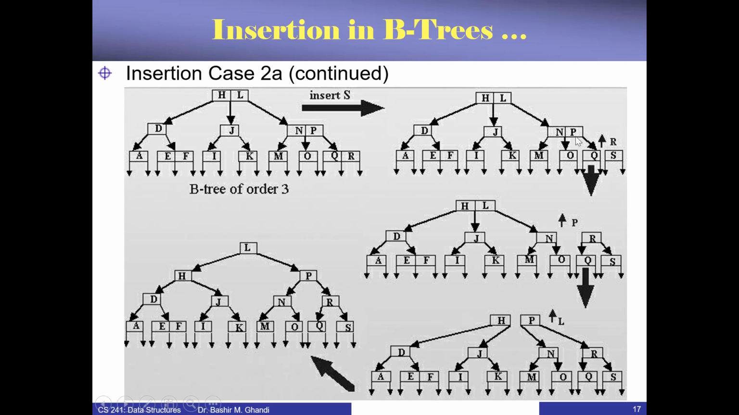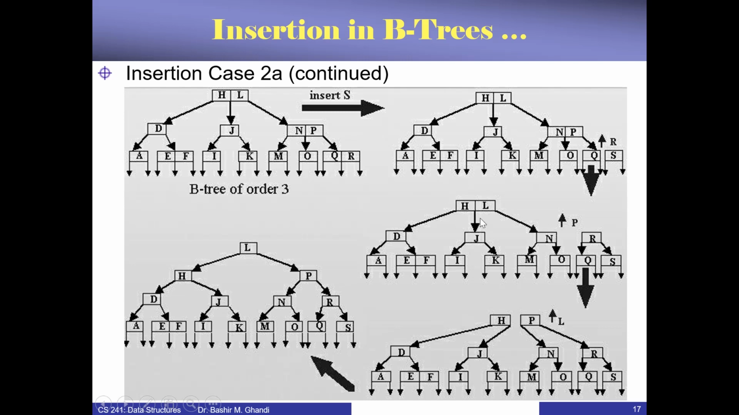We again have to split. We will have R on the left. That R will actually be the parent for your Q and S, as you can see here. It will have Q on the left and S on the right. It will have N on the left, and P will try to join the parent.